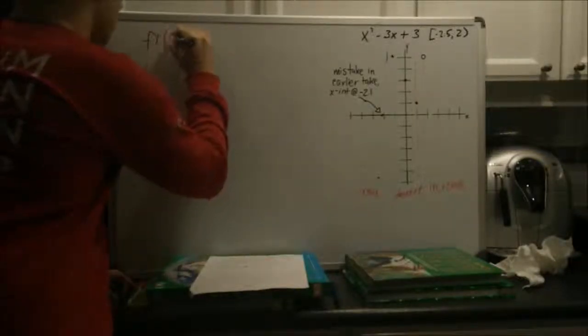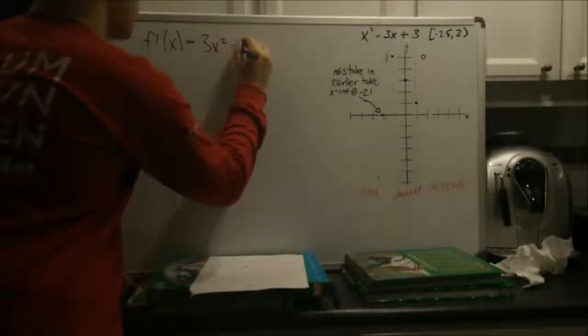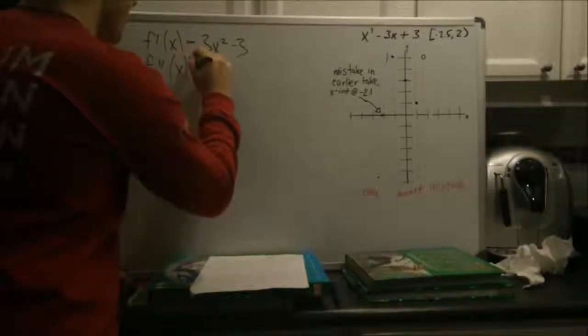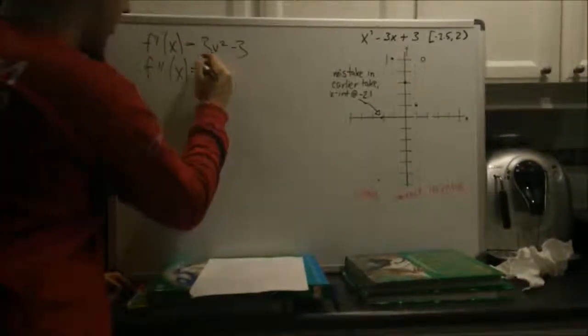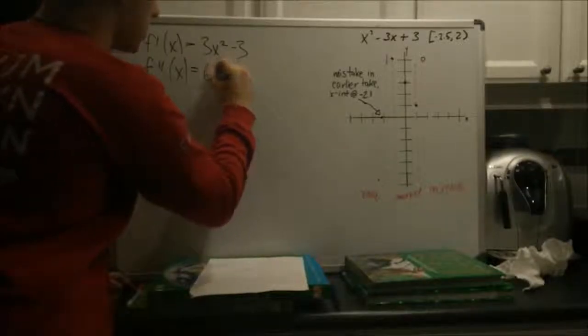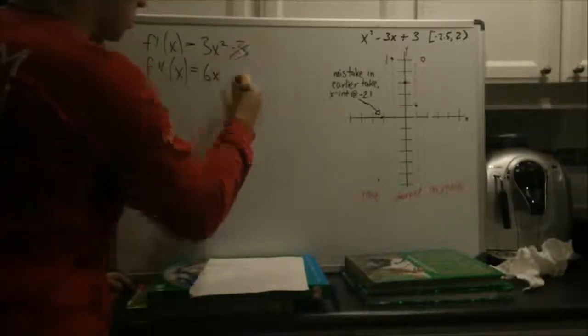Now we're going to be finding the concavity, whether it's up or down, and at what points. We have to find the second derivative for that. Our first derivative, which we already found, is 3x squared minus 3. With some simple differentiation, the derivative of 3x squared is 6x, and the derivative of a constant is just 0.